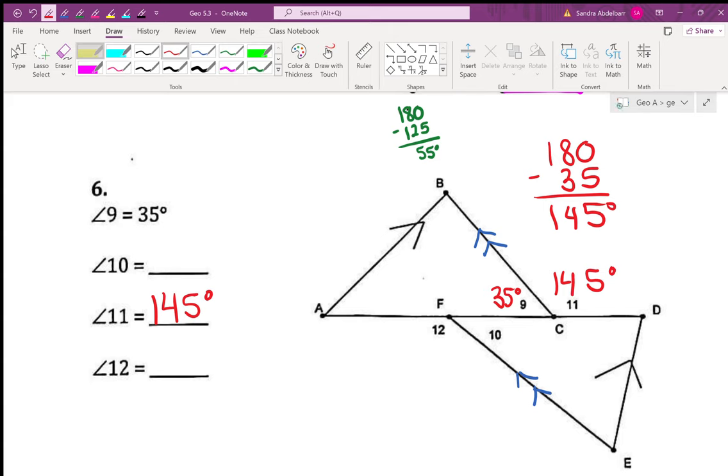Angle 10. Good. What's angle 10? Alternate interior angles. You got it. Do we all see that Z? So that means angle 10 is also 35. Who thinks they know how to figure out angle 12? Good. Angle 12 and 10 are supplements, which means angle 12 is also 145.